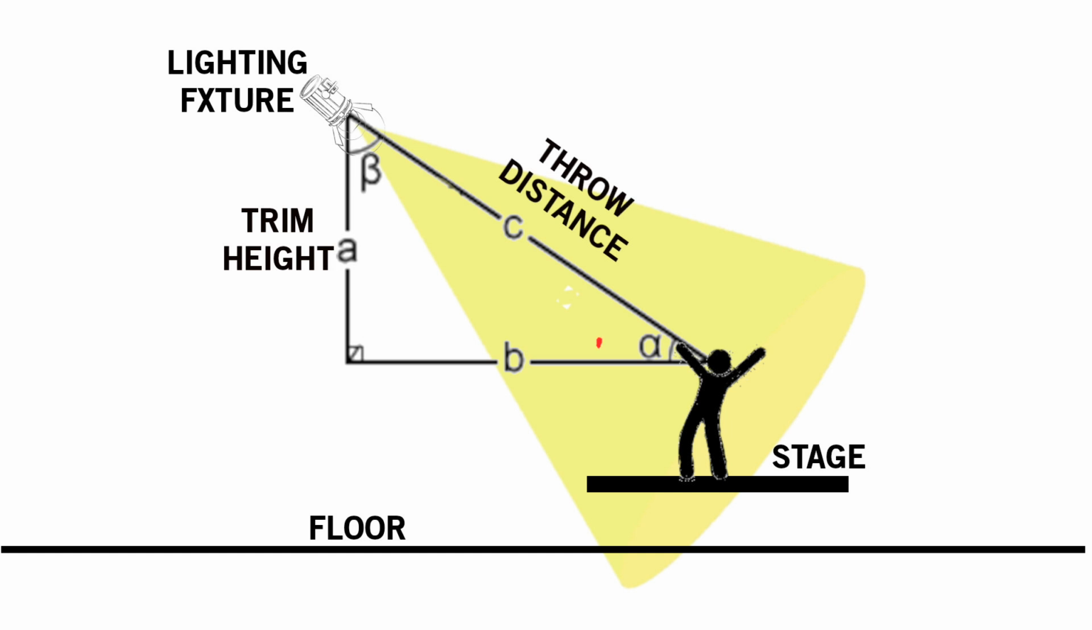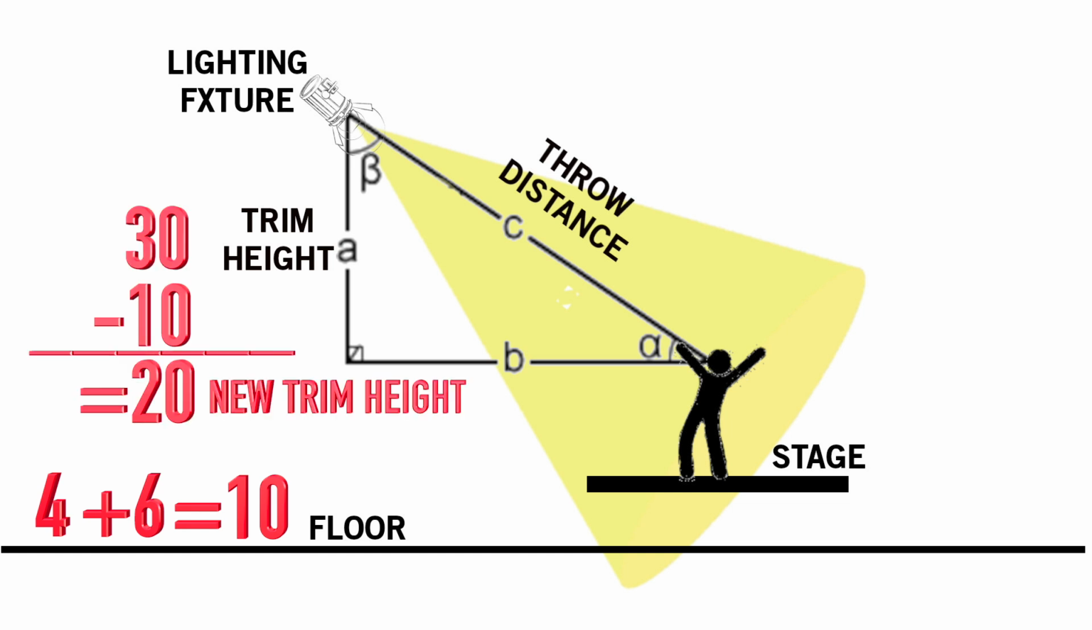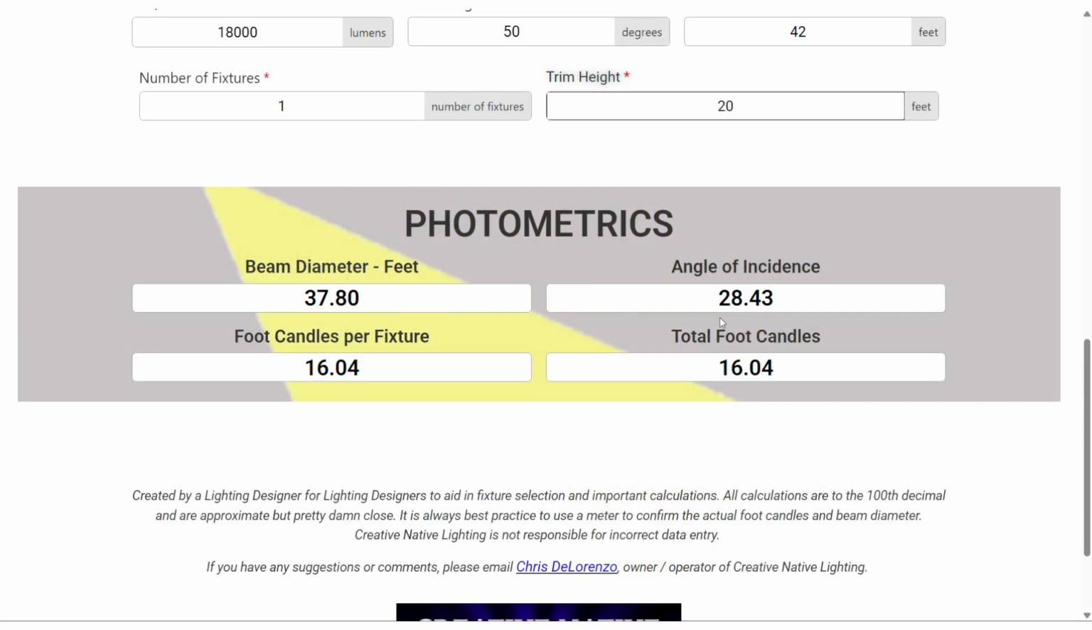Now what happens if we have a stage? Simply add the stage height to the height of the talent and subtract that from your trim height to give you a new trim height. So if we have a 4-foot high stage and your talent is 6 feet tall, that is 10 feet. Subtract 10 from 30 to give you a 20-foot trim height. Let's use the same numbers from the last example using our new 20-foot trim height. Our new angle of incidence is 28.43 degrees. This method gets you to the face of the talent, not to the stage floor or the actual floor.